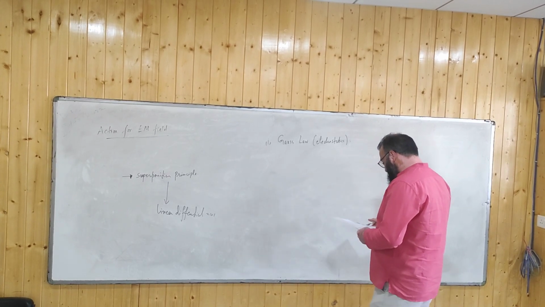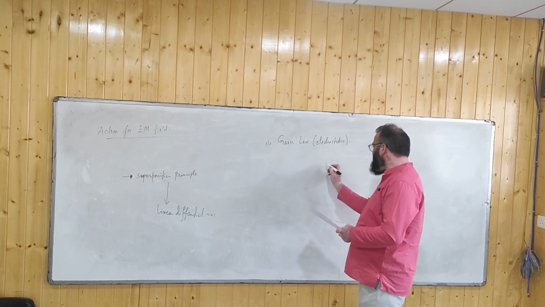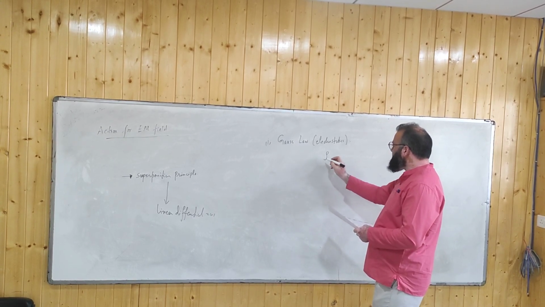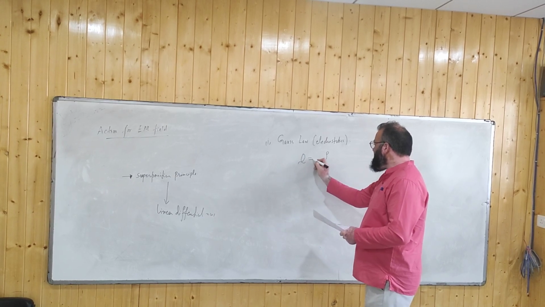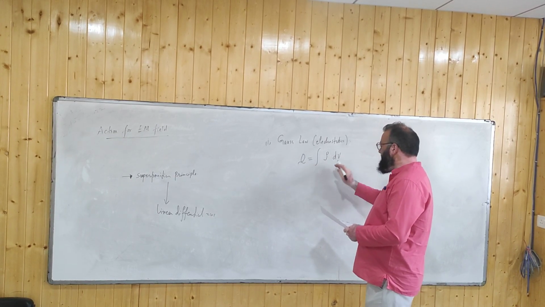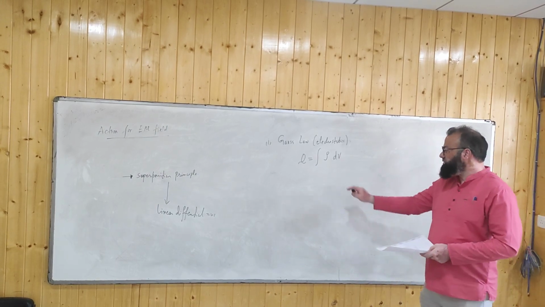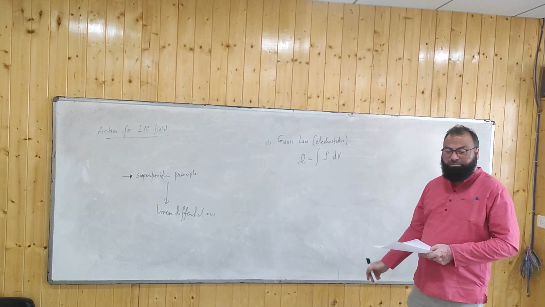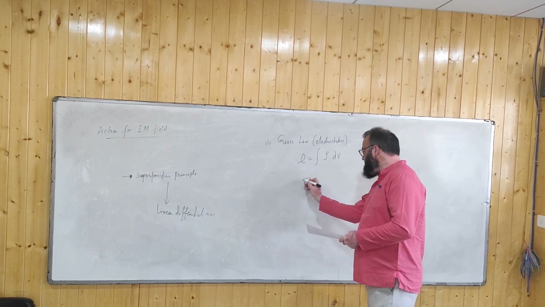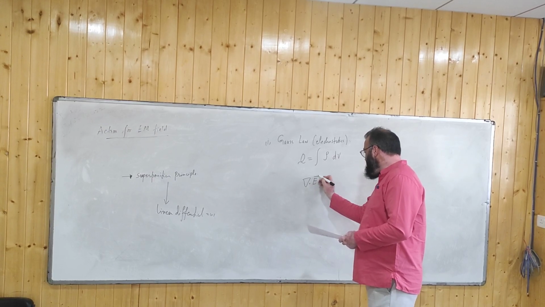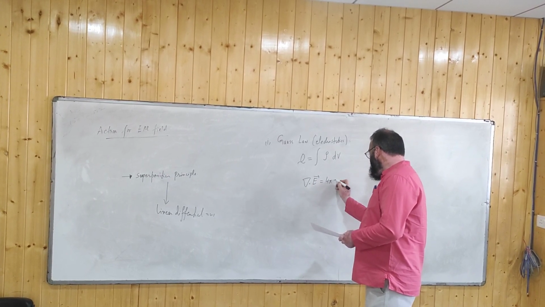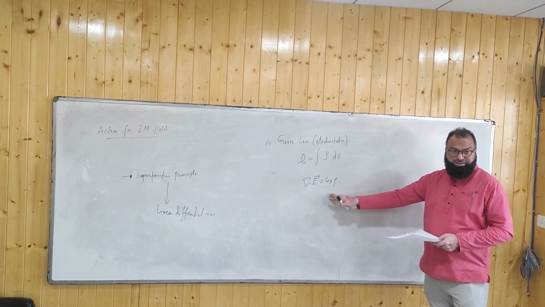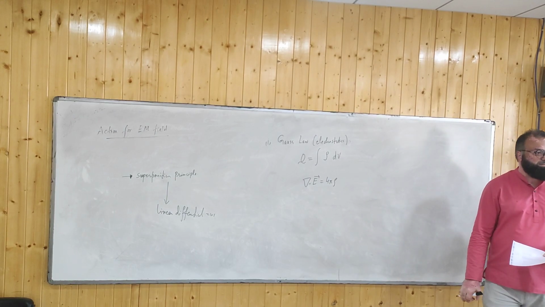If you have some charge density rho, you can calculate the charge Q by integrating this charge density over a certain volume. Here rho is the charge density and Q is the charge contained in the volume V. Then you have the equation del dot E is equal to 4 pi rho. We are in electrostatic units, that's why there is 4 pi and no epsilon naught.